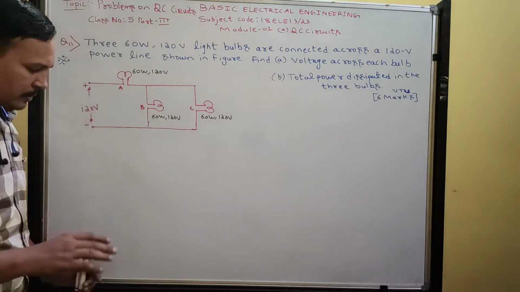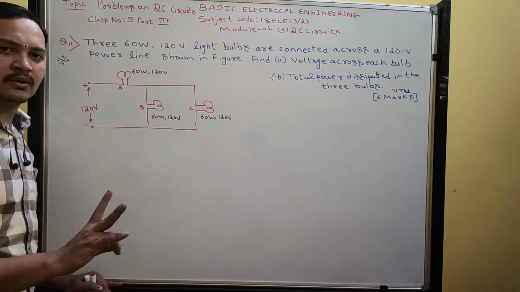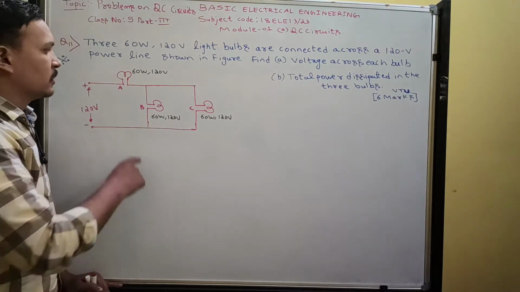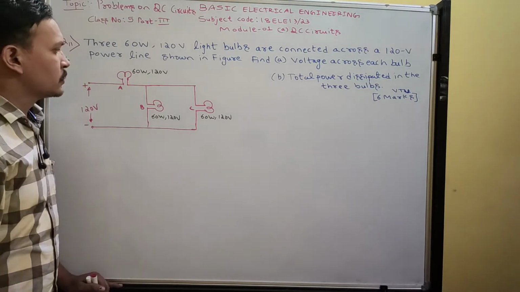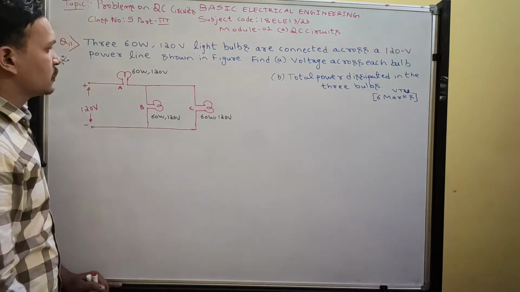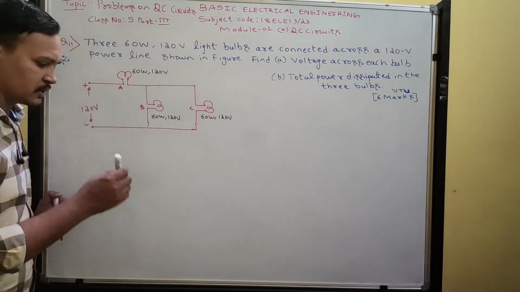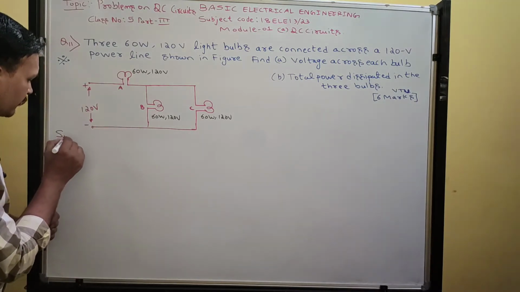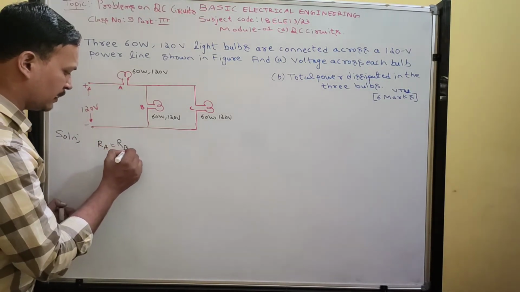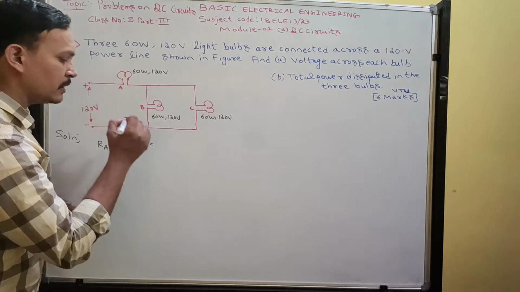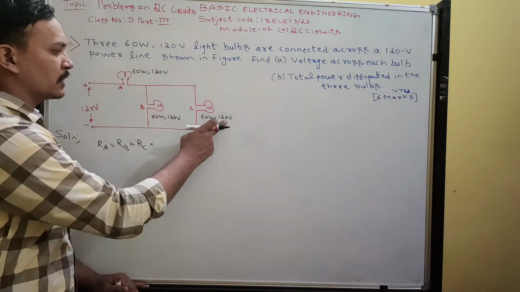So far we have done problems having resistors in a network. Now we have to convert this bulb circuit into a resistive circuit. We know that in a bulb, a tungsten filament will be there, so it has some resistance. We have to find the resistance of that bulb. Since all the bulbs have the same ratings, the resistance of bulb A, bulb B and bulb C will be the same. How to calculate resistance? From the formulas, by knowing the voltage and power.